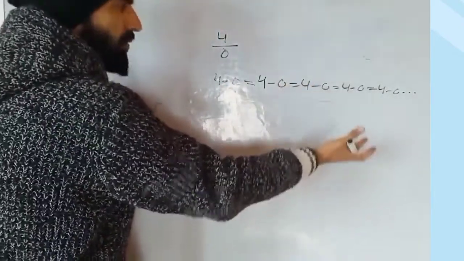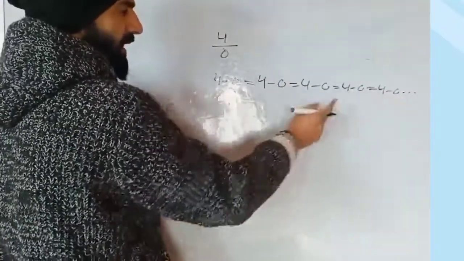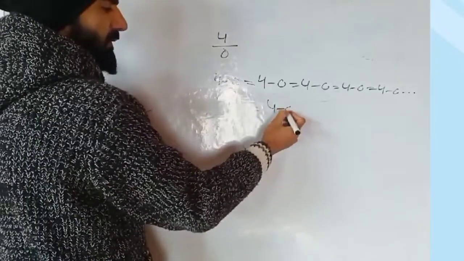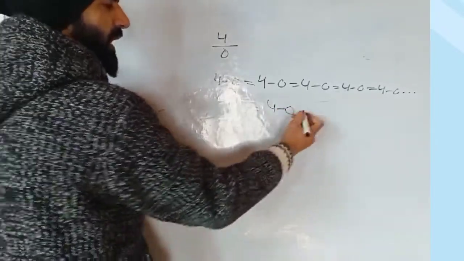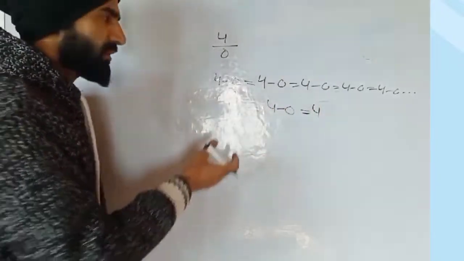because there will be no end point to this subtraction, because we know the answer will always be 4. So if I subtract 0 from 4, I will get 4 again. Subtract 0, 4 again. Subtract 0, 4 again.